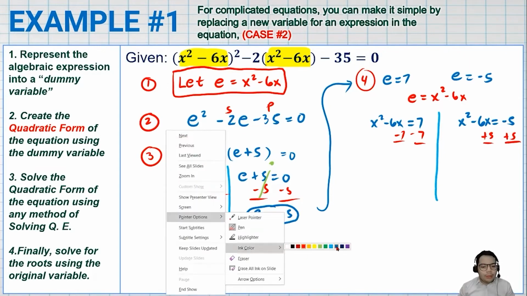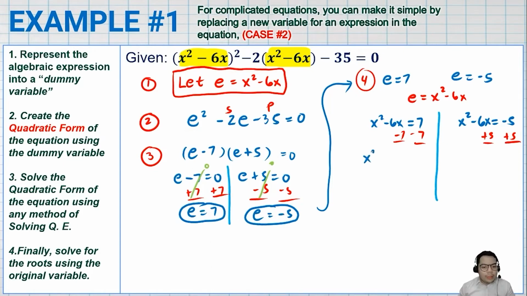Then we'll end up with the standard form. x squared minus 6x minus 7 is equal to 0. And then x squared minus 6x plus 5 is equal to 0. So meron tayong dalawang quadratic equation. So pwede kayong gumamit ng kahit anong method in solving these two quadratic equations. But for me, I will use factoring.